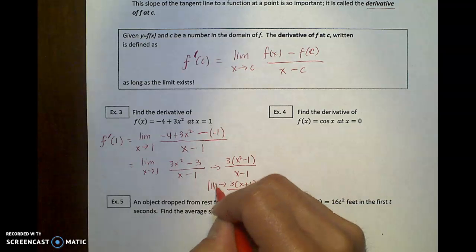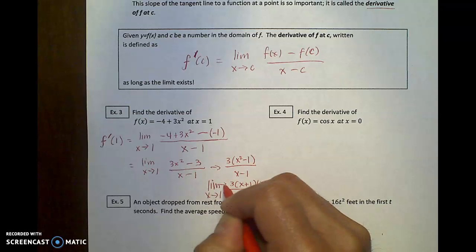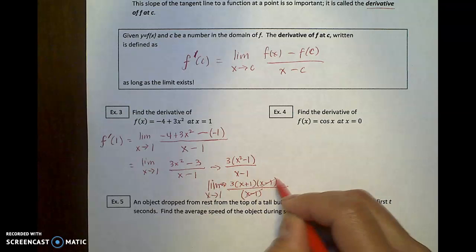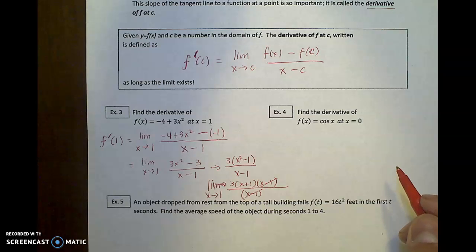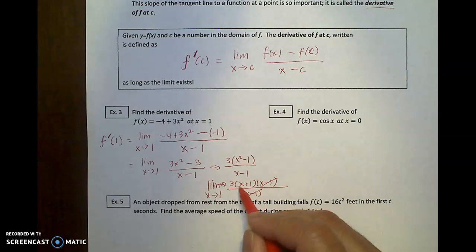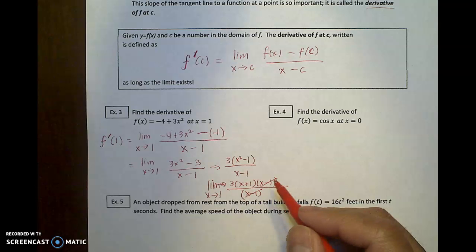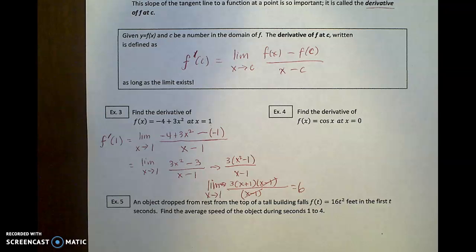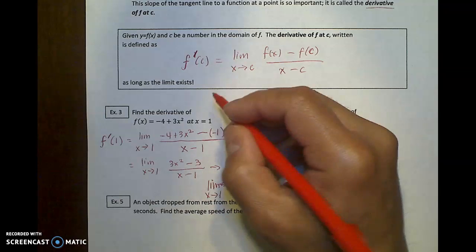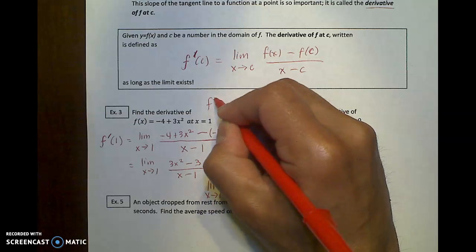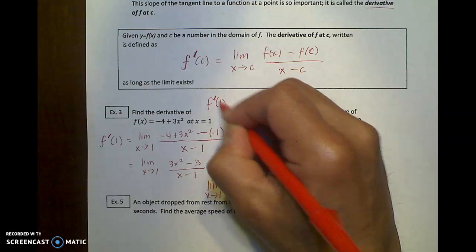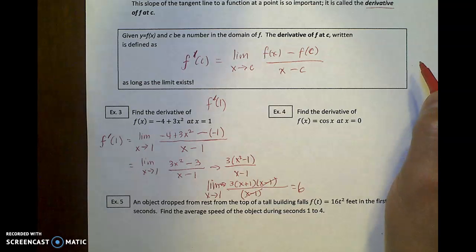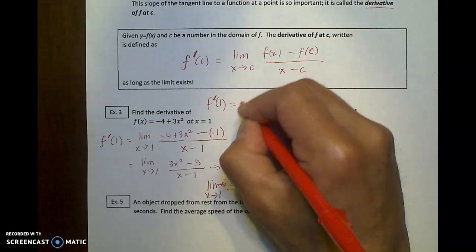So find the limit as x approaches 1. The x minus 1 terms cancel, so I plug in 1. 1 plus 1 is 2, 2 times 3 is 6. Okay, so for this particular problem, the derivative of this function at x equals 1 is equal to 6.